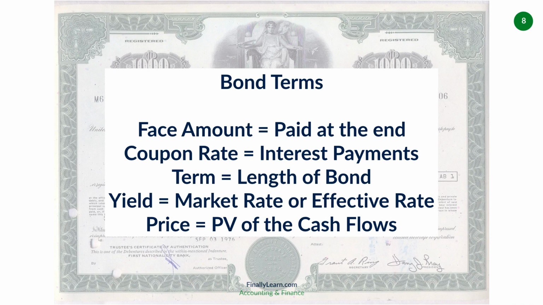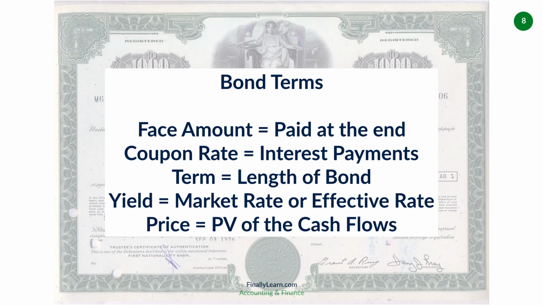Now, some bond terms we need to know. The face amount is the amount that's printed on the bond certificate and it's paid at the very end. The coupon rate is also printed on the bond. It is only used to calculate the interest payments. The term is the length of the bond, also printed on the bond certificate.